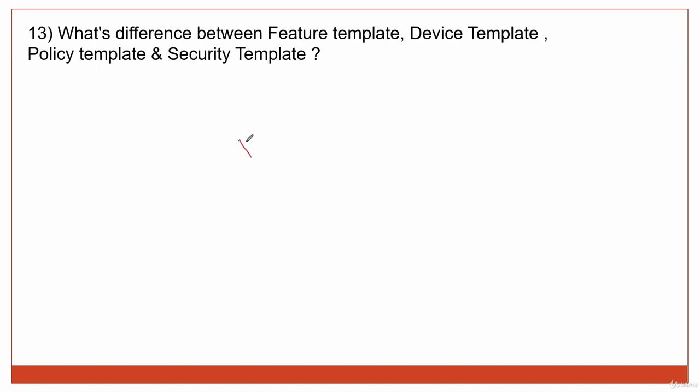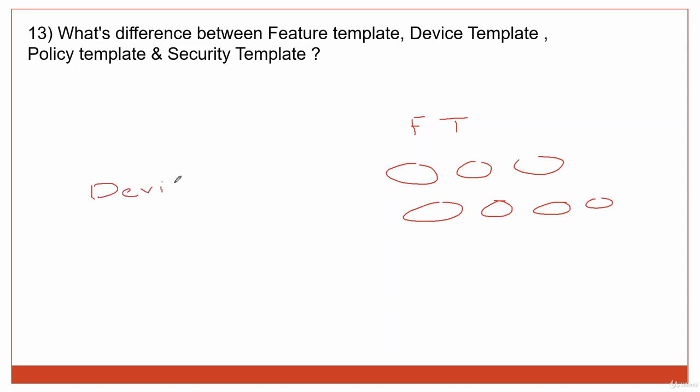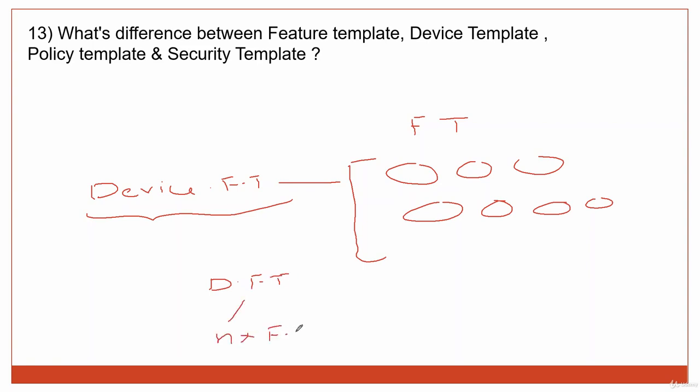Say for example, you have the feature template. Let me write here: feature template. Let me clean and write. So what's the use of a feature template? Feature templates are very small templates that can be reused inside the device feature template. The device feature template is the actual configuration for any device, and this device feature template can also be reused. You can reuse the feature templates, and you can even create variables inside the device feature template that can also be reused. So now you can understand that a device feature template can have n number of feature templates.